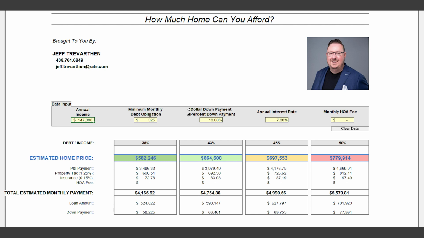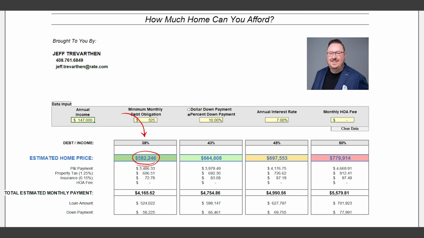So in this instance, you can see that there are 4 different columns. There's a debt to income ratio row that goes across. There you can see that there's 38%, 43%, 45%, and 50%. And those things are relative to how much you can actually afford. So if you're in the 38% debt column, you can see that $582,246 would be your estimated home purchase price.